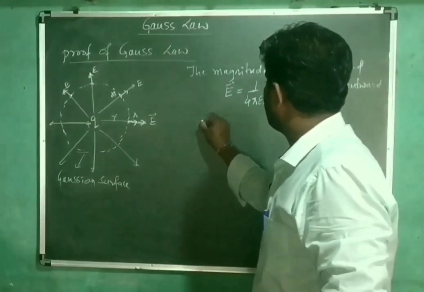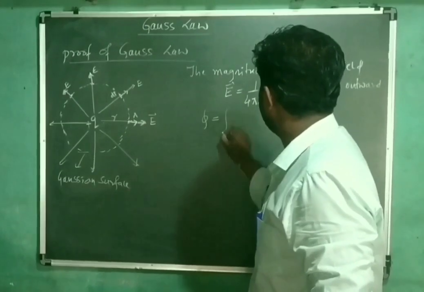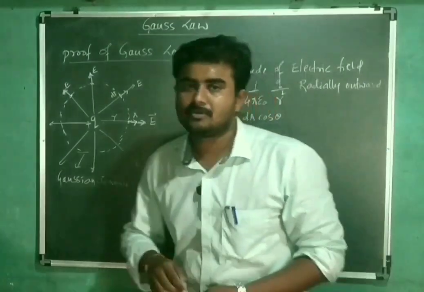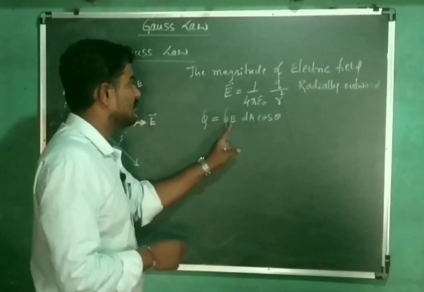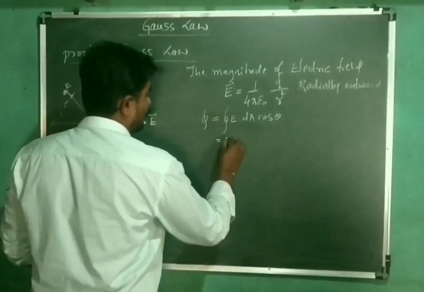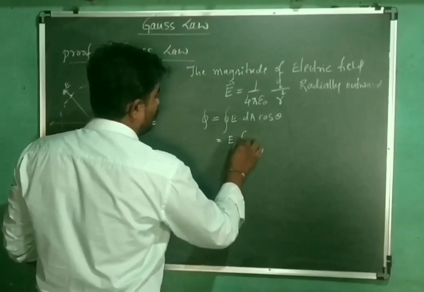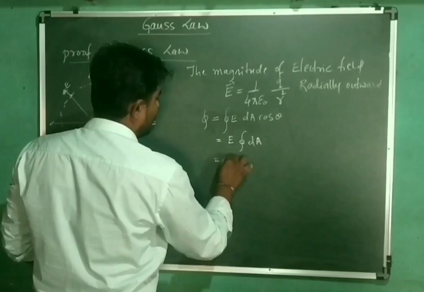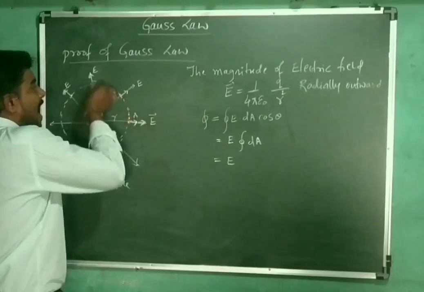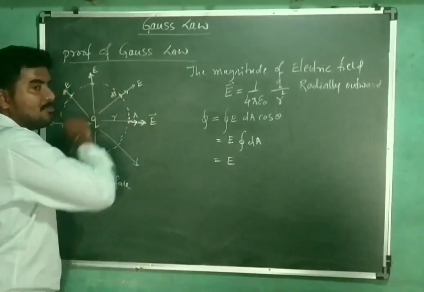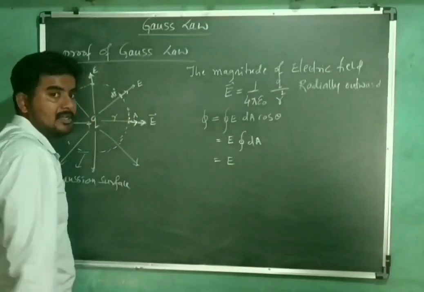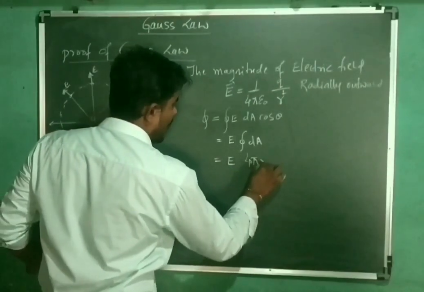And the total flux phi is equal to what? It is closed integral E into dA cos theta. Since theta angle is 0 degree, cos 0 is 1. Therefore it is E into dA. Since the electric field is constant in this situation, we can take it outside, E closed integral dA. dA are these small areas. If I add all these areas, I get the sphere. It means closed integral dA is the total area of this sphere, that is 4 pi R square.